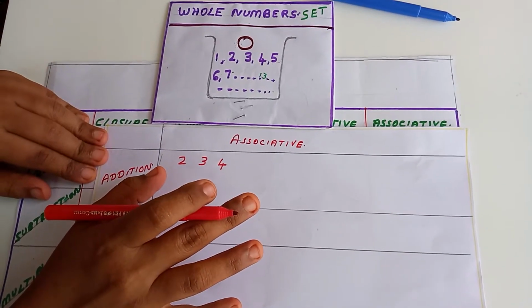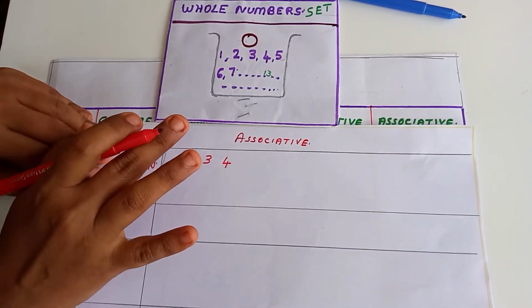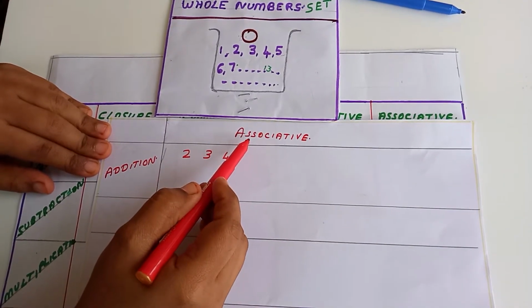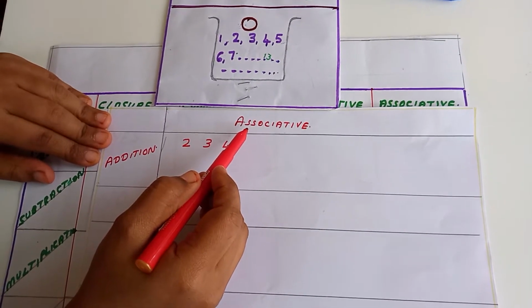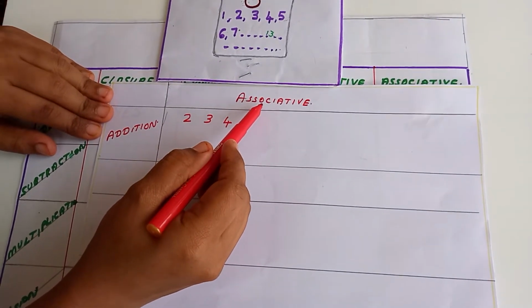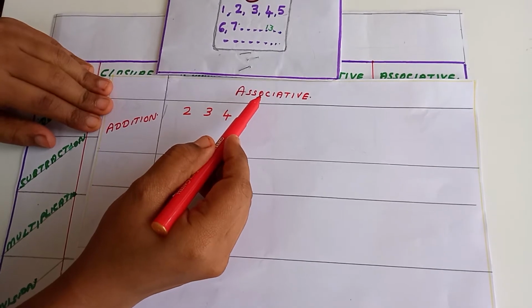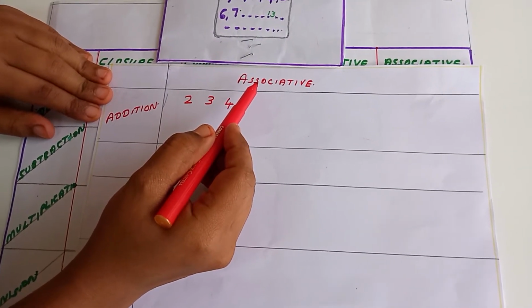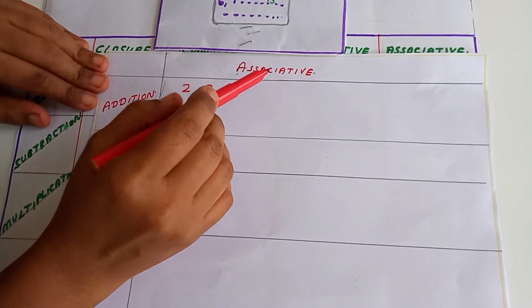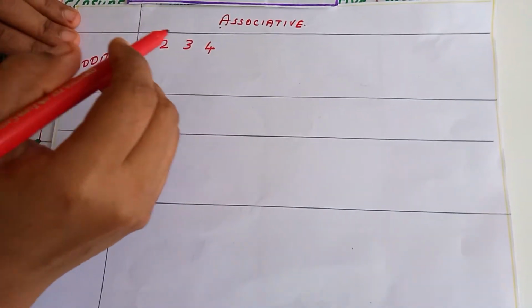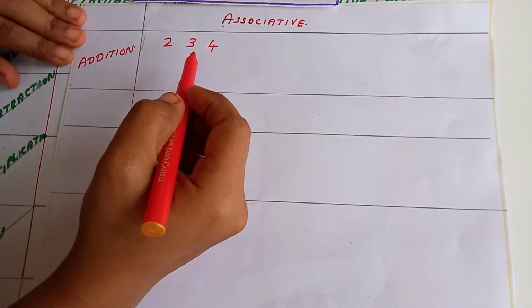Why are we using associative property? Commutative property is also for the same. Associative property also we are using for making the calculation very easy. That is the use of associative property. Before studying anything, we should understand why we are studying it. That means associative property is for making the calculation very easy. I will explain how we are making this calculation easy.